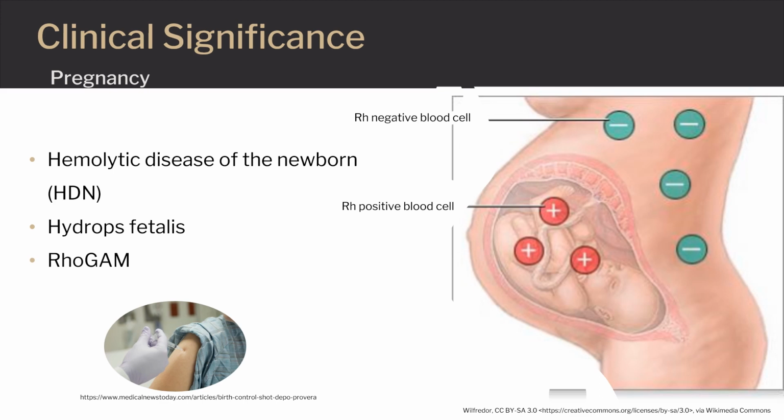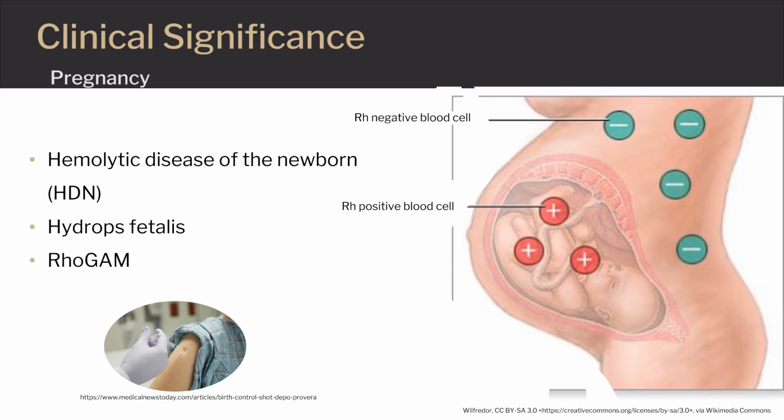In the cases where the mother is Rh negative and the father is Rh positive, the mother needs to receive a drug called RhoGAM. This drug will keep the mother's body from forming antibodies that may attack the baby's blood cells if their blood becomes mixed, which often happens during pregnancy.